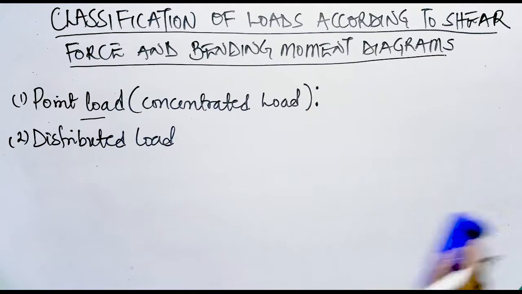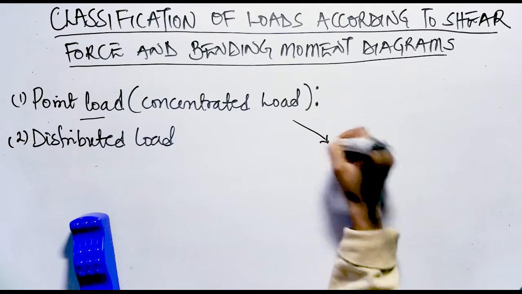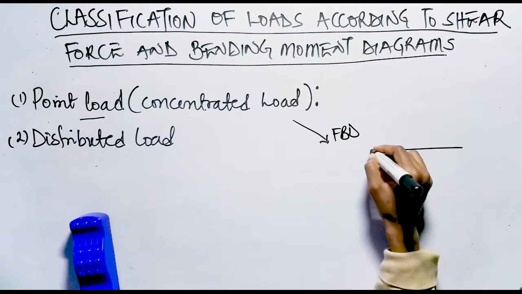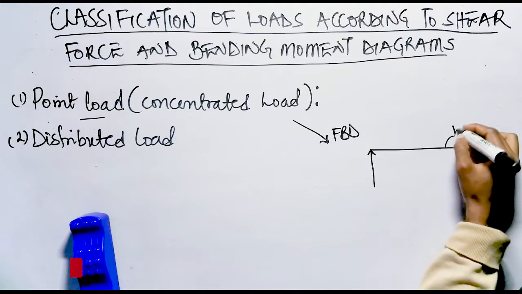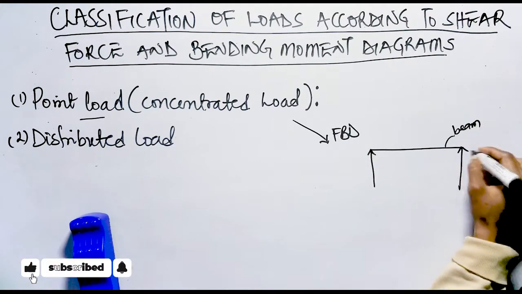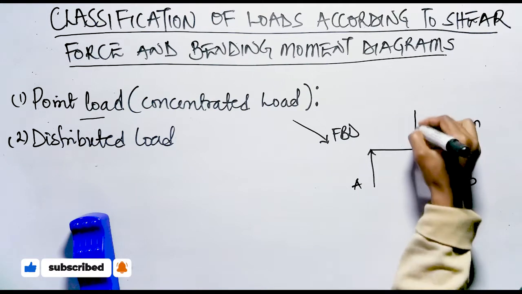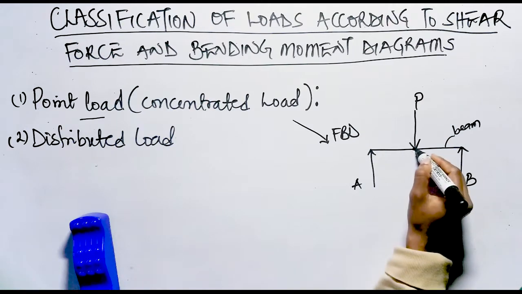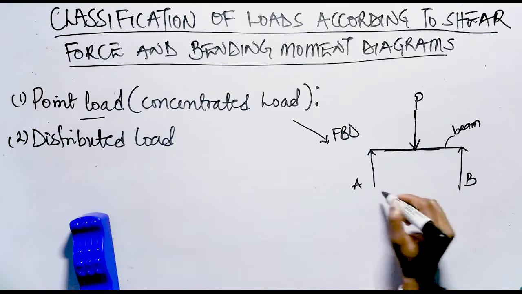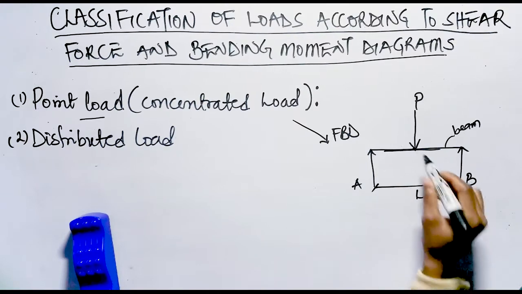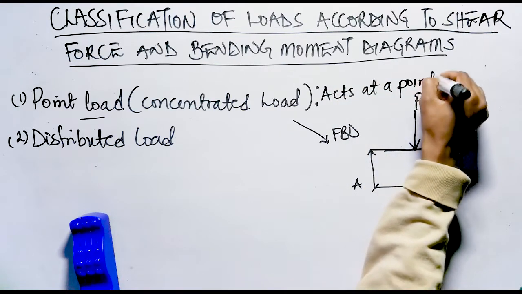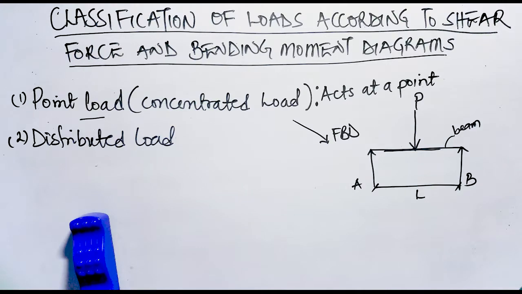Now we're going to start with the point loads. When we talk about point loads, I'm going to use a free body diagram to illustrate what a point load is. Looking at this diagram, it is a beam with two supports, A and B, and a load, say P, which is usually denoted with P. Now you can see that this load is acting at a point on the beam which has a span L. It's a load which acts at a point over a very small distance on a supporting structure. It is usually denoted by the letter P with its symbol arrow facing downwards. So this is what a point load is.